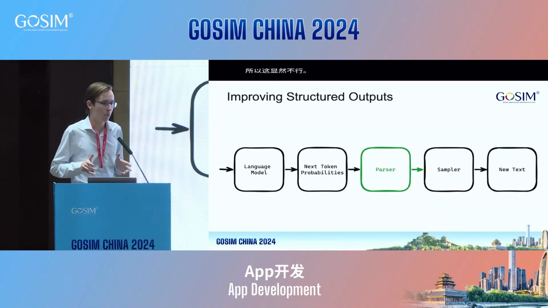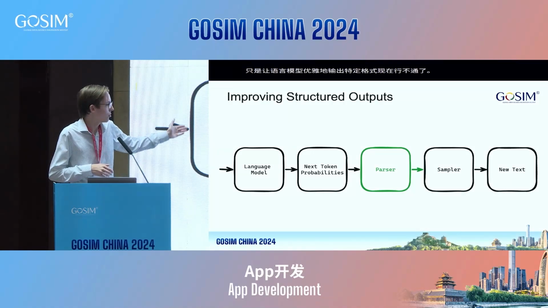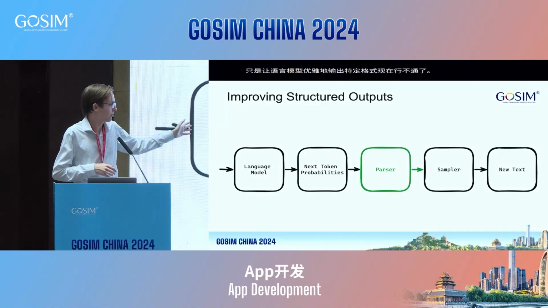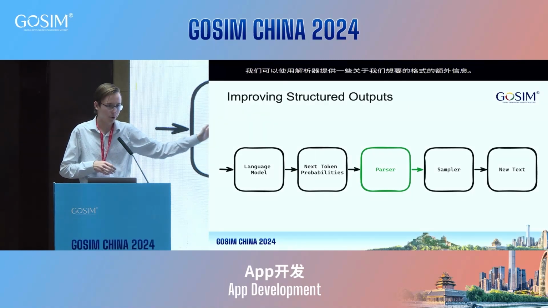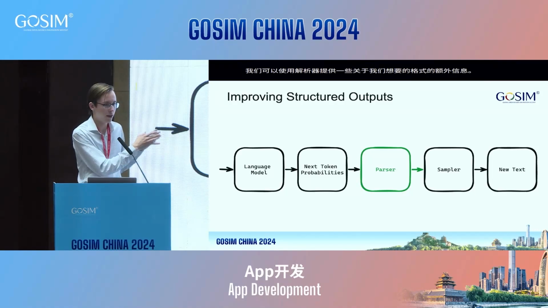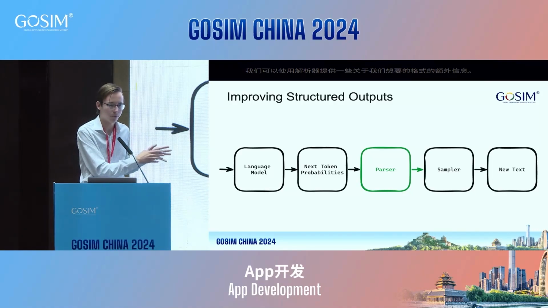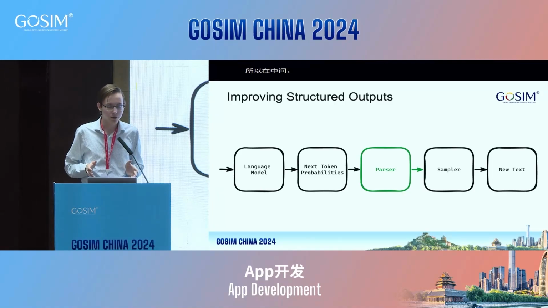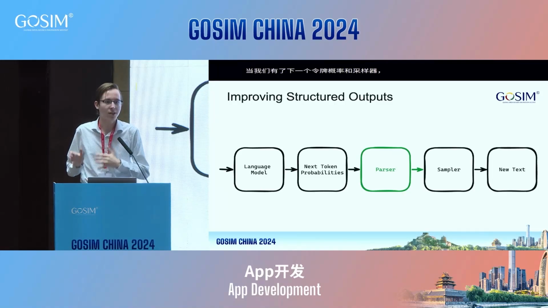We can give it a little bit more information about what format we want with a parser. So in between, when we have the next token probabilities and the sampler, when we're choosing what token we want to generate next, we're going to add a parser that knows where we are in the format. So instead of just generating text, we're now generating a very specific sequence of text.